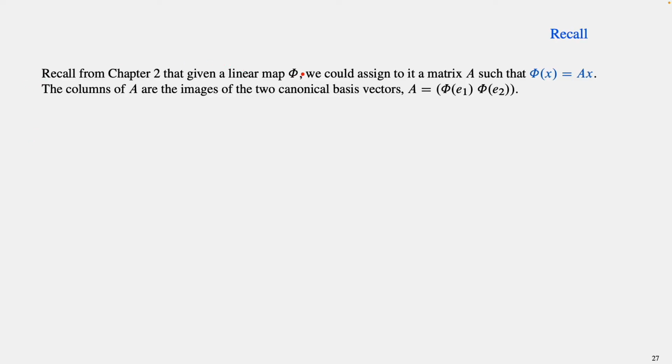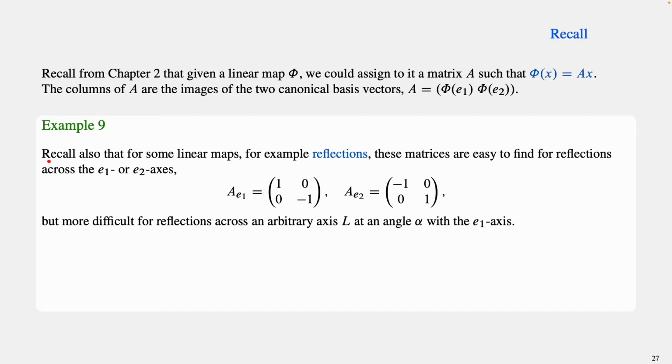Now, in chapter 2 we learned that for any linear map phi we could assign a matrix A such that phi of x is equal to Ax. And the columns of A are just phi of e1, phi of e2, where e1 and e2 are the canonical basis vectors. Also recall from chapter 2 that for some linear maps, for example reflections, the matrices are easy to find if we reflect across certain special axes, like the e1 or e2 axis. In that case, we had these two matrices: A_e1, the reflection across the e1 axis, is just 1, minus 1, which means the first coordinate is kept and the second coordinate is flipped. And for the reflection across the e2 axis, we have A_e2, the matrix with diagonal entries minus 1, 1, where the first entry of a vector is flipped and the second entry is fixed.